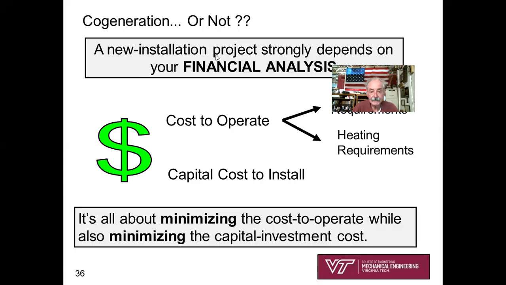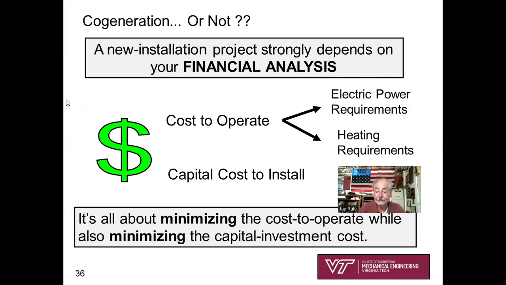Let's see. Let me look at my title. It says cogeneration or not. This cogeneration decision has to be made at the design point. It's not made overnight or over a weekend. So this cogeneration decision has got to be a new installation project, and it strongly depends on financial analysis. And so do, as an engineer, recognize that the cost to operate is driven by electric power requirements and heating requirements. The combination of those requires a lot of study, and the value of this has got to be played off with the capital cost to install the equipment.